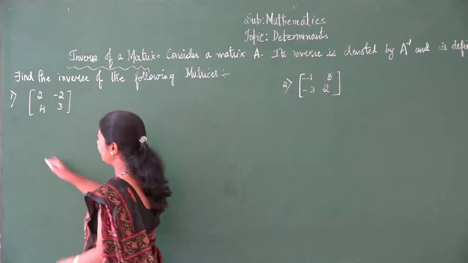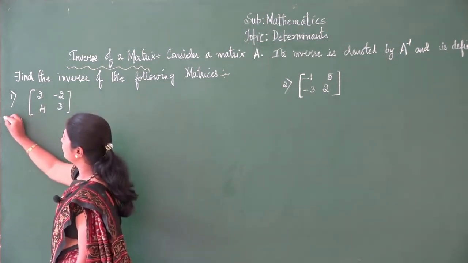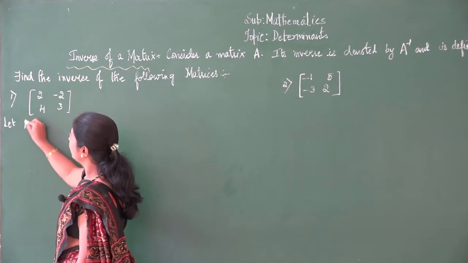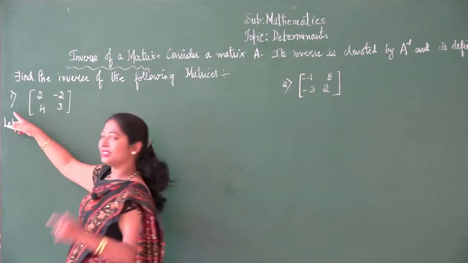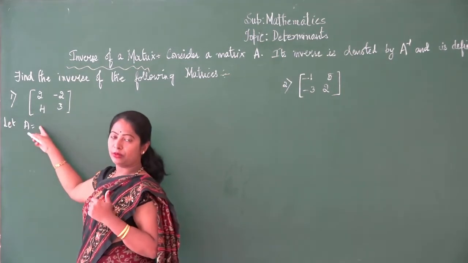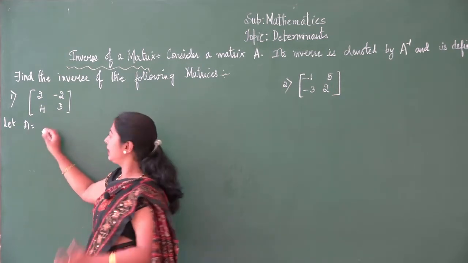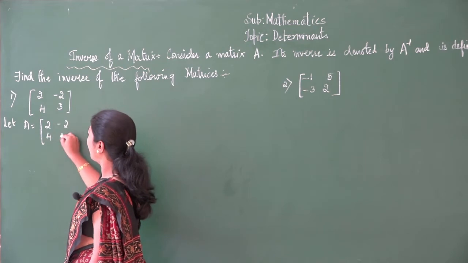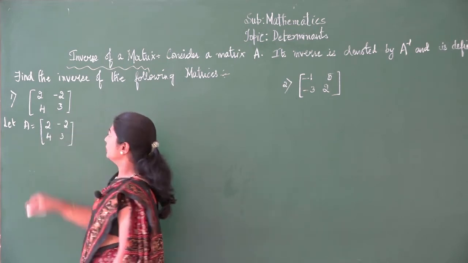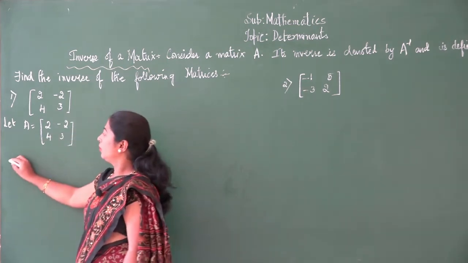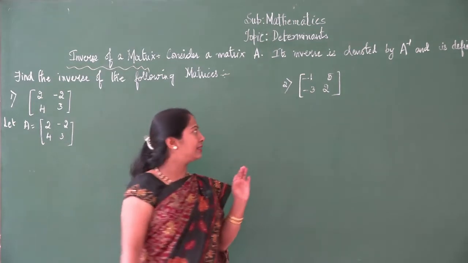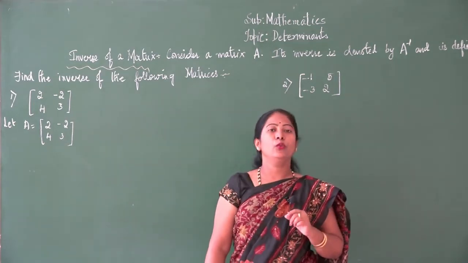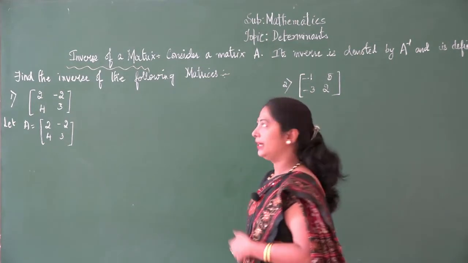So first step, let A equal to, sometimes it is defined as A equal to, otherwise we need to define let A is equal to 2, minus 2, 4 and 3. Next, what is the formula for inverse of a matrix? A inverse is equal to 1 by determinant A into adjoint A.